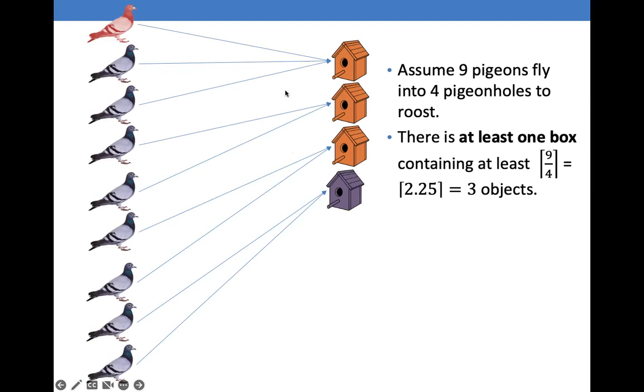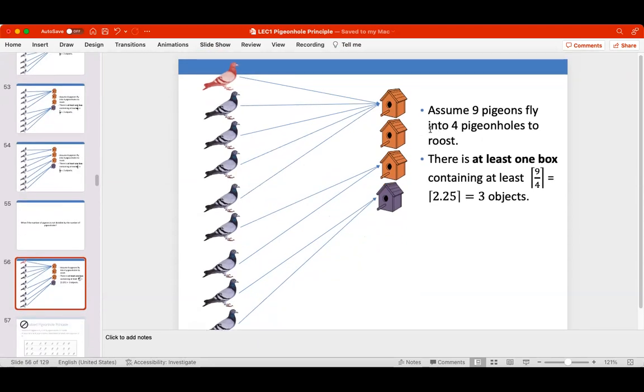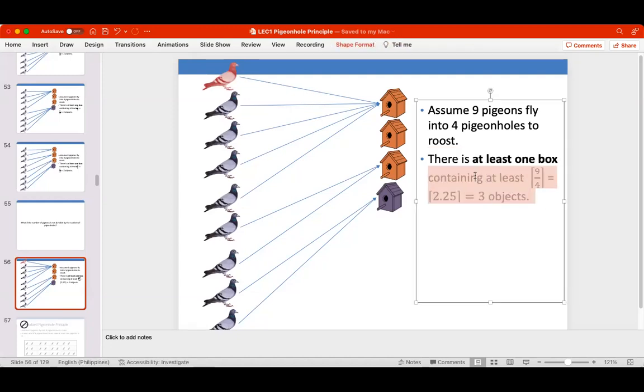Okay, so let us have an example. But before that, what would happen if I empty this pigeonhole and transfer these 2 pigeons into this pigeonhole? So you can see that still it complies with this result wherein at least one box contains at least 3 objects. So in this case, this pigeonhole contains 5.